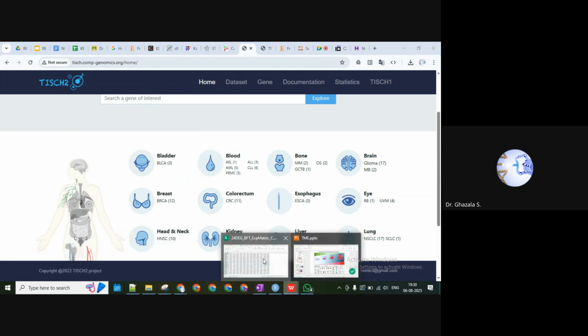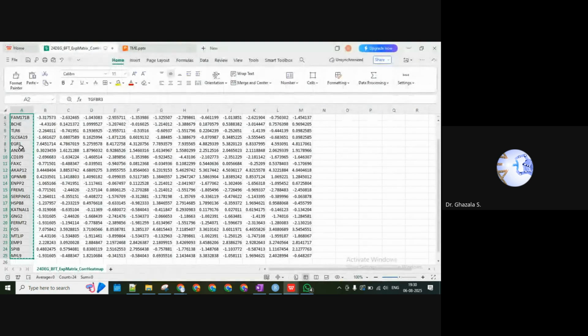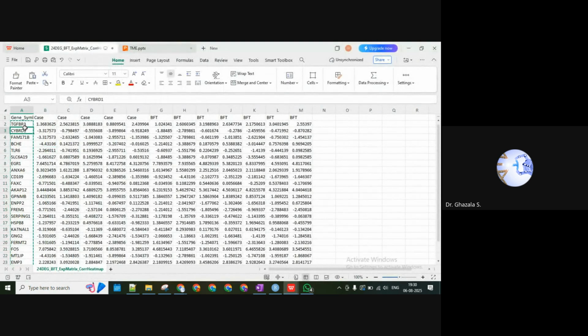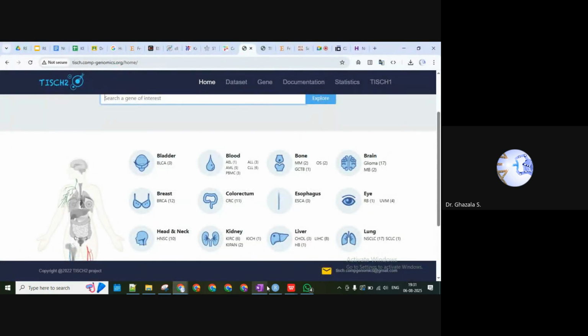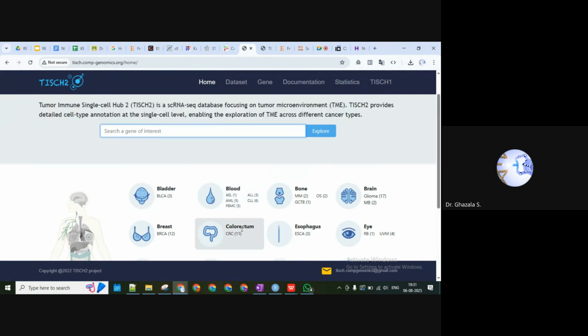Let me just search for one gene, at least as a trial. We have 24 genes in all, so we would need to do the same task 24 times. That's why we are trying to reduce the size of our gene list.